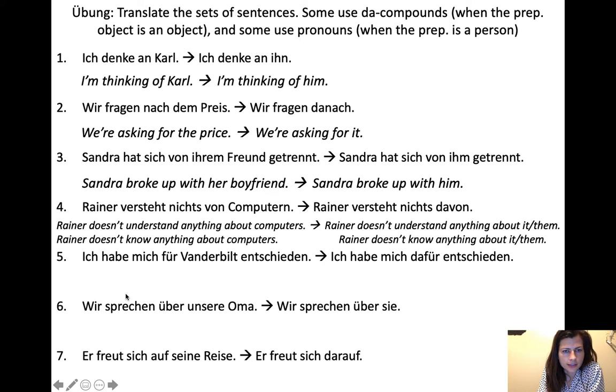Davon. Ich habe mich für Vanderbilt entschieden, which is, of course, I decided on Vanderbilt. Ich habe mich dafür entschieden. I decided on it. Dafür.